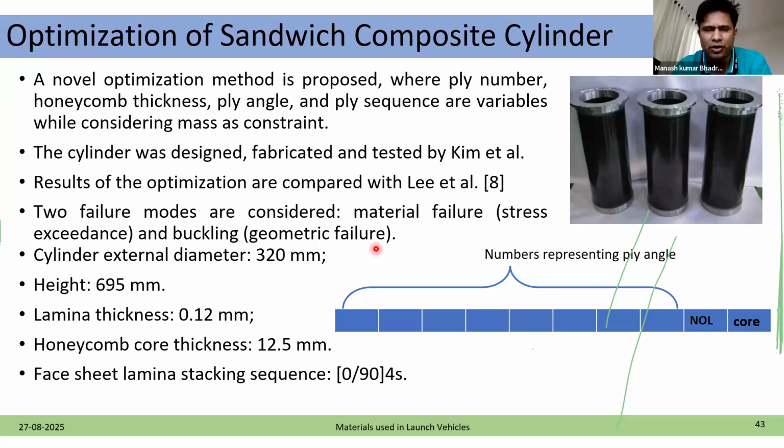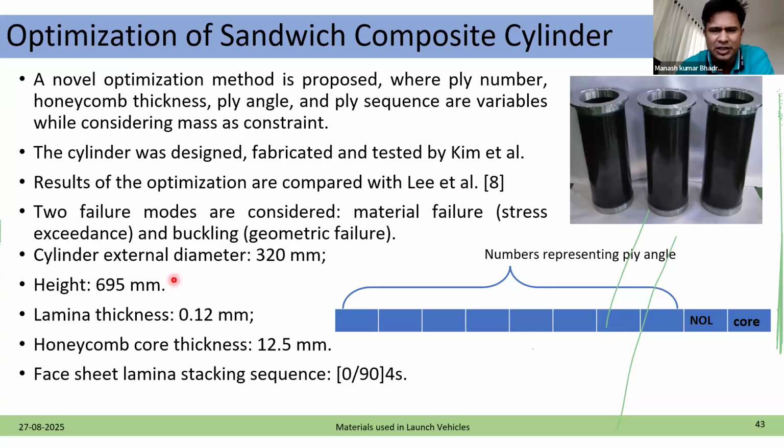This novel method of optimization of sandwich composite structures is validated against the optimization carried out in a research paper by Lee et al. They used the cylinder which was originally fabricated by Kim et al. Kim et al. fabricated and tested it, and subsequently Lee et al. optimized that cylinder and showed that some other layup, other than the one used for fabrication, is actually better. Now we have validated our algorithm against their result, and we found that the results can still be improved.